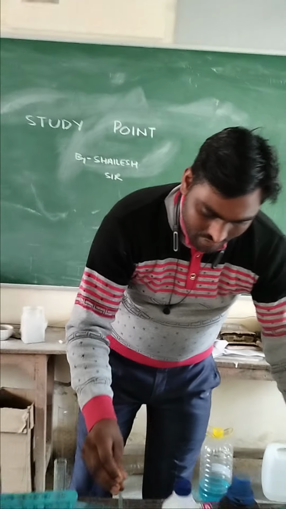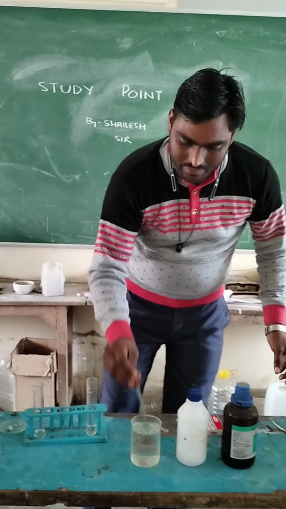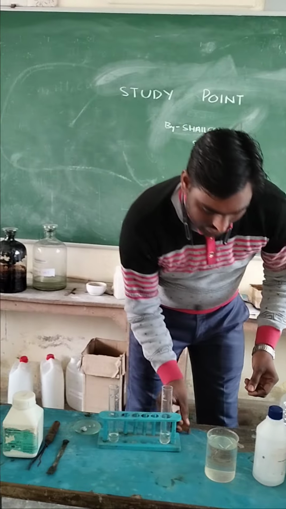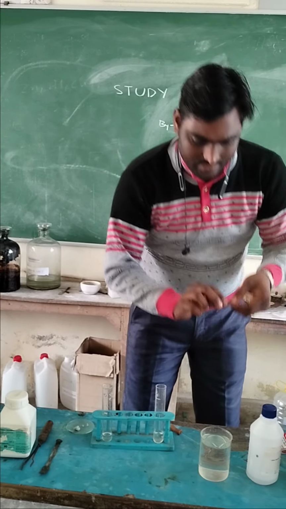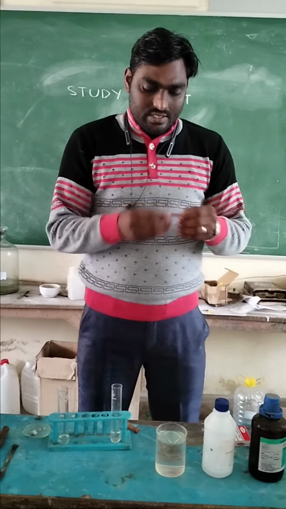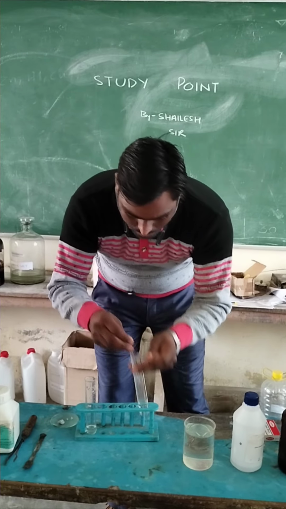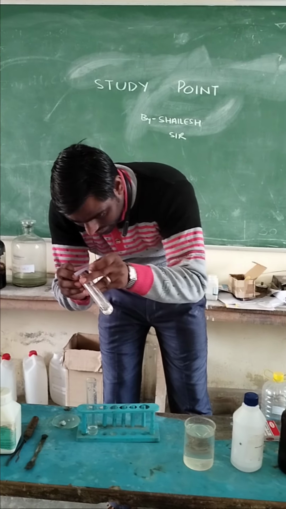Now again we are going to take the same litmus paper, that is blue and red, for the acetic acid. Just see, I am going to take it and pour 1 or 2 drops of acetic acid on it.